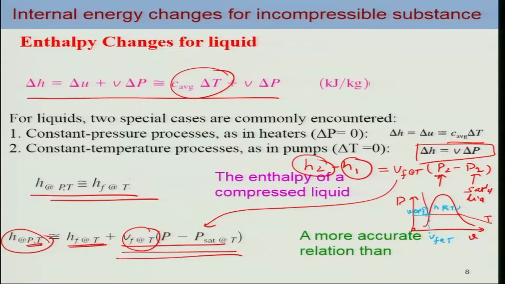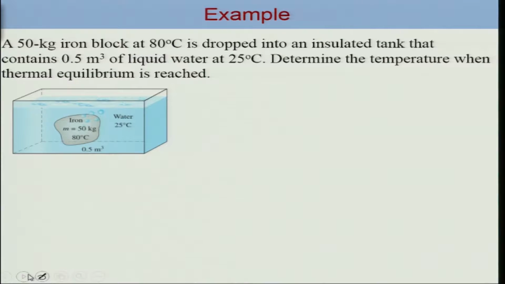The reason is that you can look at the slope here, which is very high, so we assume that the volume is not changing upon increasing the pressure by delta P. This is a more accurate relation which we are going to use for the case of liquid. So let's take a look at an example to finish this module.